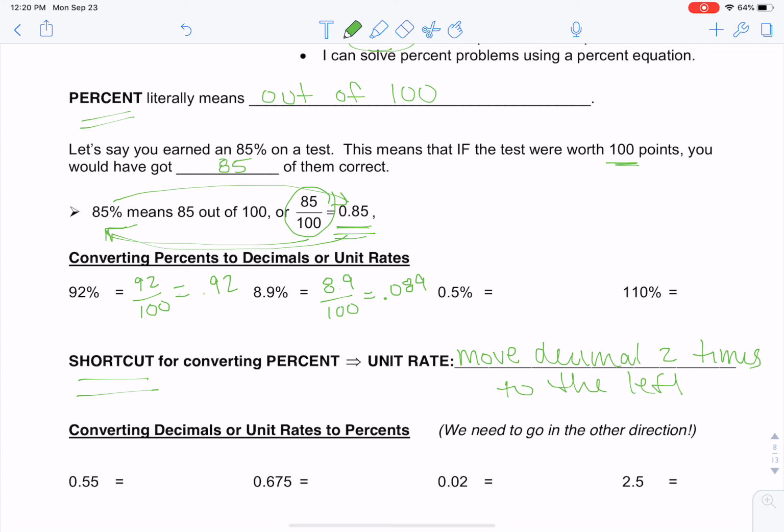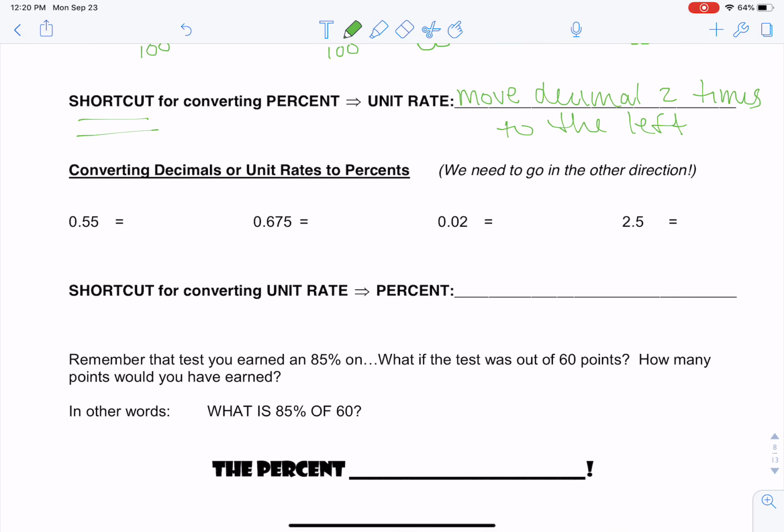Let's use that shortcut for these last two. If I take that decimal point and move it 2 times to the left, that means this as a unit rate is 0.005. Now I don't see a decimal in this last one. If you don't see a decimal, it means it's at the very end. So I'm going to do the same thing. I'm going to move that 2 times, 1, 2. So 110% is the same thing as 1.10.